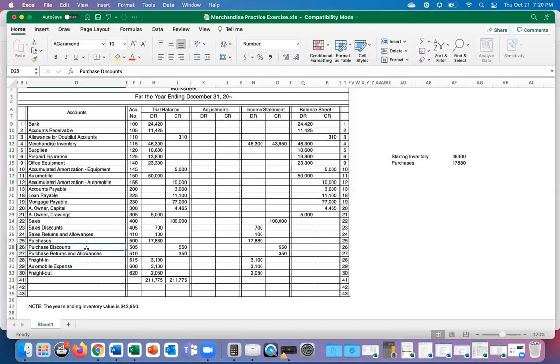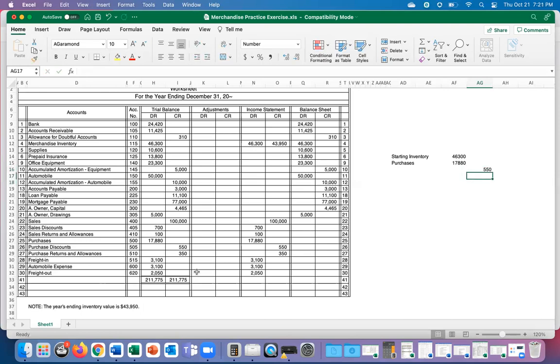Purchase discounts is just the amount of discounts that we received on the purchases that we made. So if we bought a bunch of sweatshirts, maybe we got 20% off for buying a certain amount, and that equaled $550. So we have to subtract that from our initial purchases number. So I'm just going to make a note of that there, off to the side, 550.